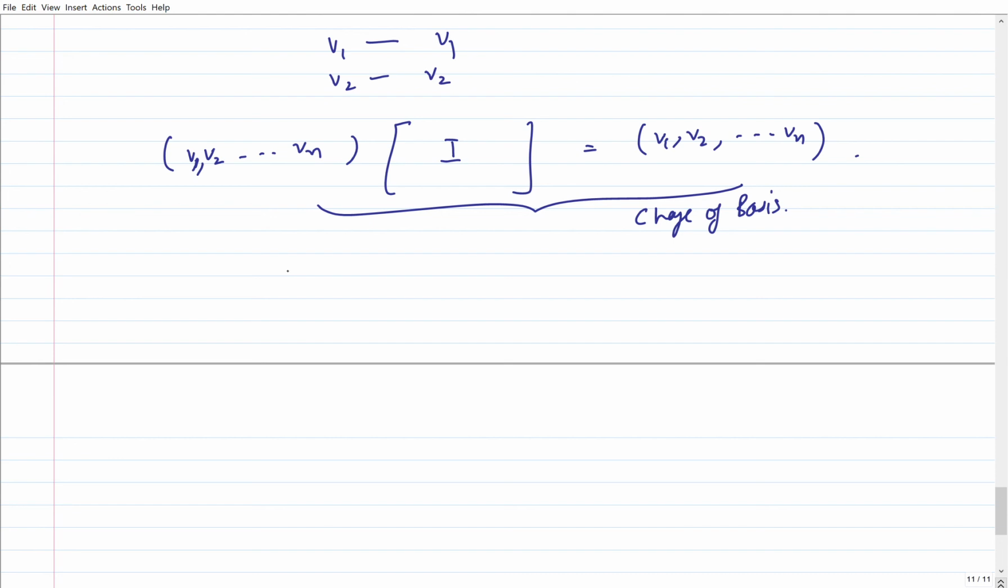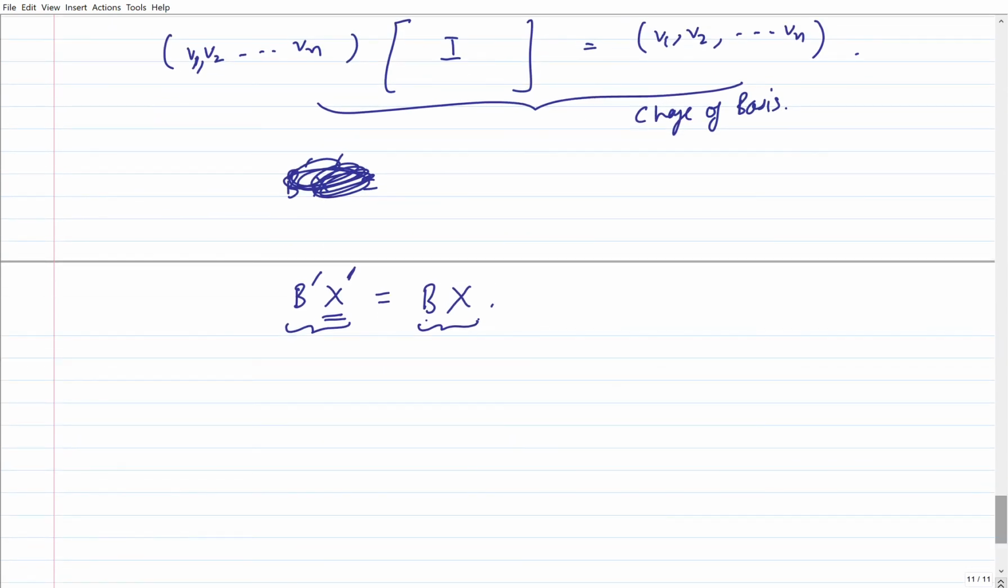So b prime x prime, yeah. So now what is left? Now how do I know the relationship between coordinates x and x prime representing the same vector in two bases? So these represent the same vector, bx and b prime x prime. What's the relation between these two guys?